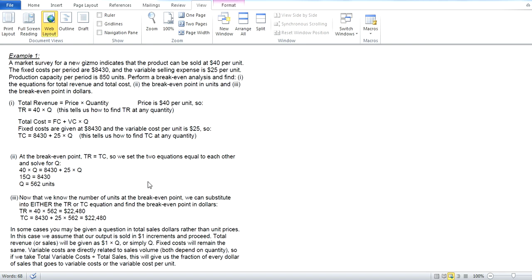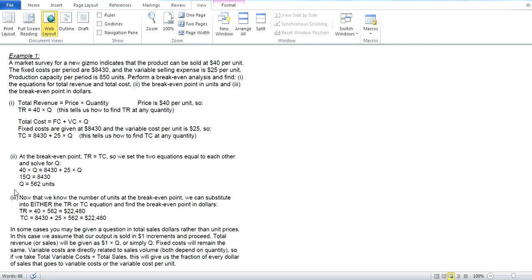So using the formula, if we know that 40 is our selling price, multiplied by Q, our quantity, which we're trying to figure out, it is equal to 84.30, our fixed cost, plus 25, our variable cost, times quantity.